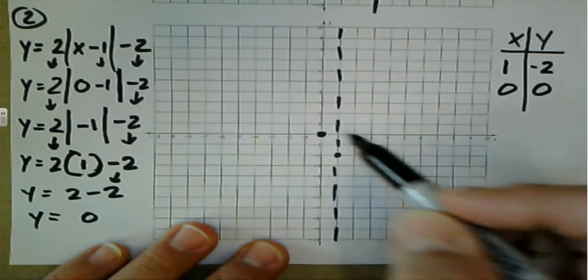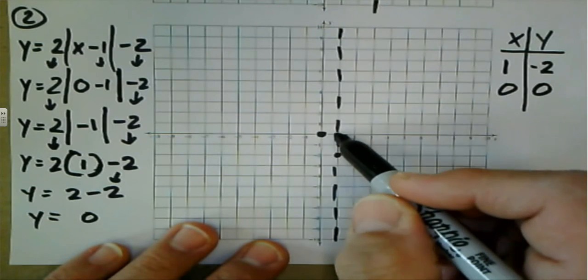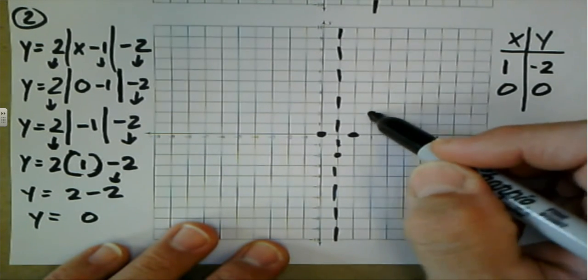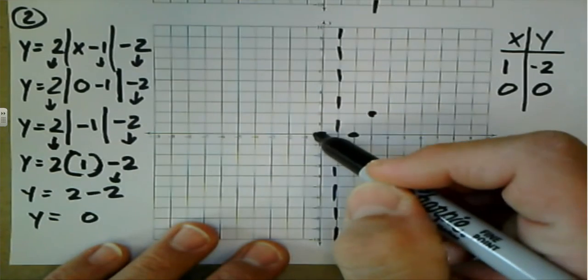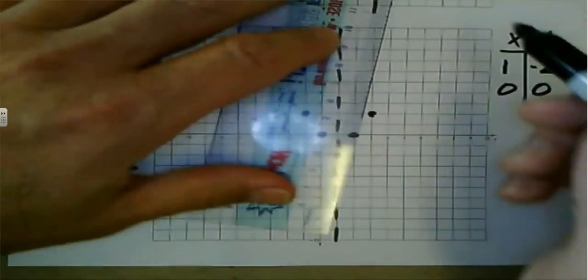So 0, 0 is right there. We went up 1, 2, and left 1. So we go up 1, 2, right 1. I could do that same thing: 1, 2, left 1. And I get my 3 dots there.